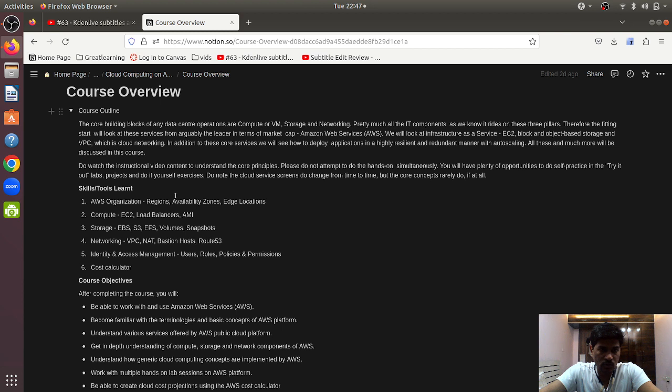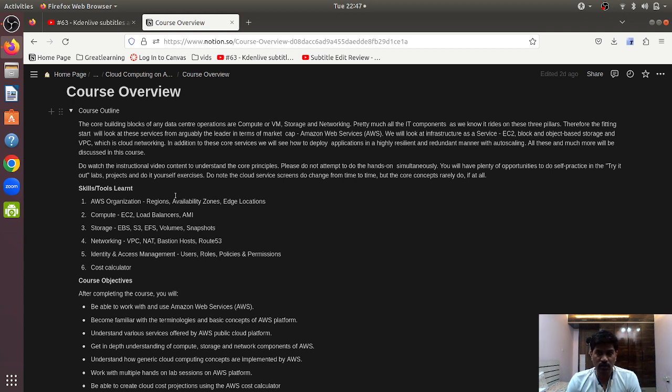The core building blocks of any data center operations are compute or virtual machines, storage and networking. Pretty much all the IT components as we know it ride on these three pillars. What are the three pillars of any data center? This is the one which we have in our IT department. Basically it's the virtual machines, obviously storage, the hard disks, and the networking. These are three very important pillars of any data center.